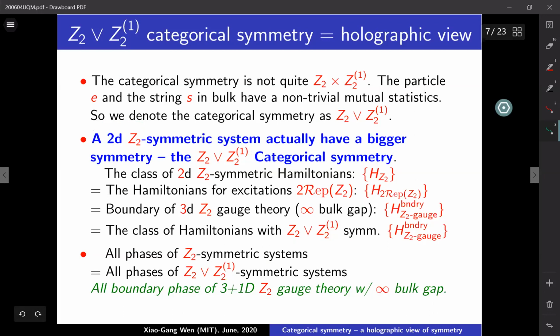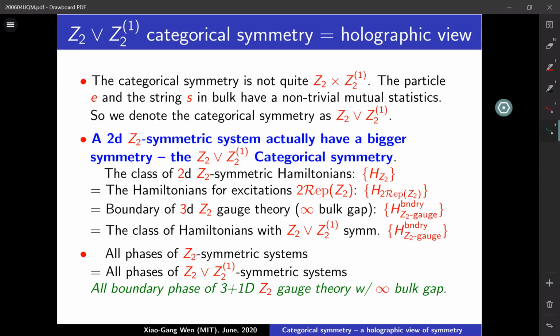Here I introduce this very strange symbol, a V, instead of times. It's really because the Z2 zero symmetry and Z2^(1) symmetry are not quite independent. The charge for the Z2 symmetry is a Z2 charge, and for the Z2^(1) symmetry it is a flux string. These two have non-trivial mutual statistics. So using this V to represent that they are not quite a product. There's some non-trivial connection between them. We use this kind of notation to denote this categorical symmetry.